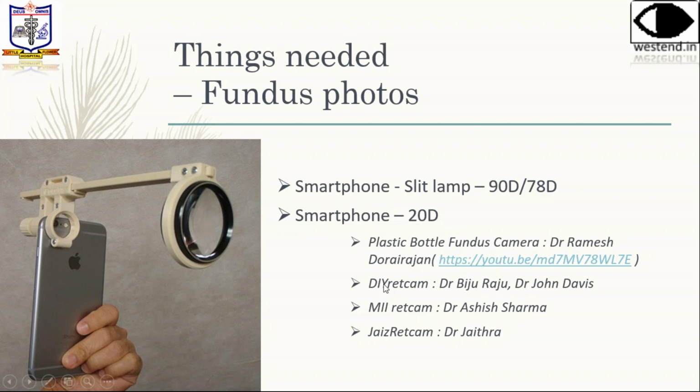And you can help that 20 diopter lens stay fixed using many things. One is a plastic bottle which holds a lens from the phone. You can use this 3D printed one from Odox Fundus from New Zealand. You can use DIRECT cam, that is do it yourself red cam, which I worked on with Dr. Biju Raju, on how to make your own device, just a PVC pipe, a plastic pipe, to keep the 20 diopter lens at a particular distance from the smartphone.